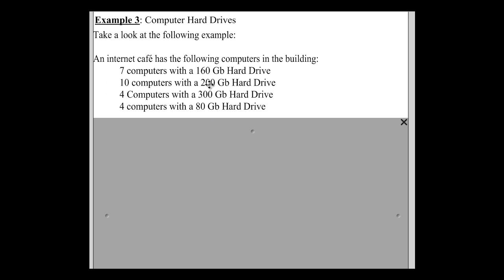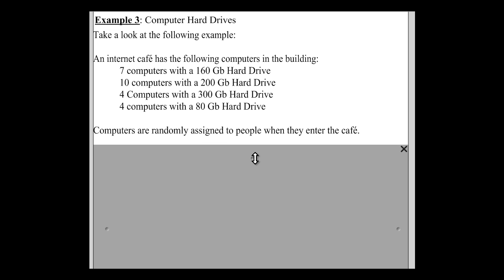So there's 10 computers with 200 gig. You can see the rest. First thing I want to know is how many computers total. I add them up and I see there's 25. Okay, so we're going to work with tables.